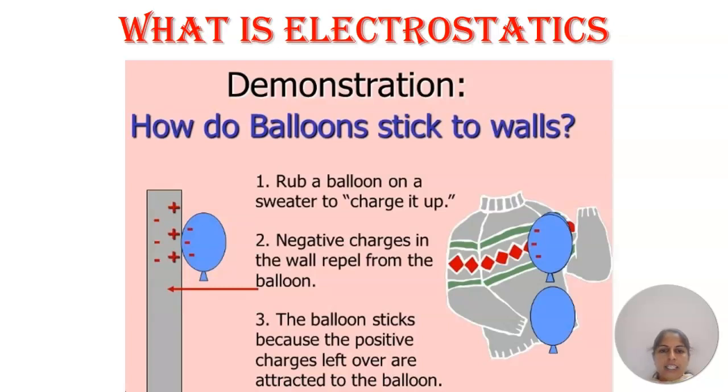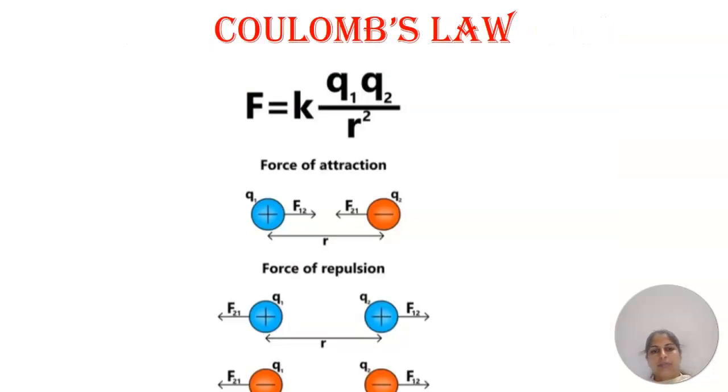When you bring the negatively charged balloon close to a neutral wall, it causes the charges in the wall to rearrange. The electrons in the wall are repelled, leaving the surface slightly positive. Since opposite charges attract, the negatively charged balloon sticks to the positively charged wall. This is how a balloon sticks to the wall.